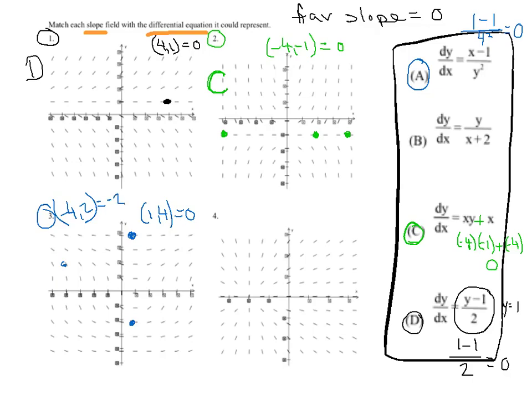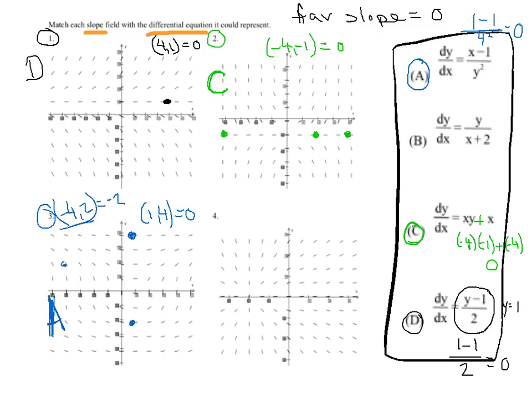Then you start plugging that ordered pair into a bunch of diffie q's and see which one gives you a slope closest to -2. But again, that's not as exact a science because we just estimated the -2. We weren't 100% sure. But anyway, cutting to the chase, I'm going to say that this slope field matches up with equation A. At this point, we kind of know by default what the outcome's going to be, but I want to follow this through and test it out a little bit.